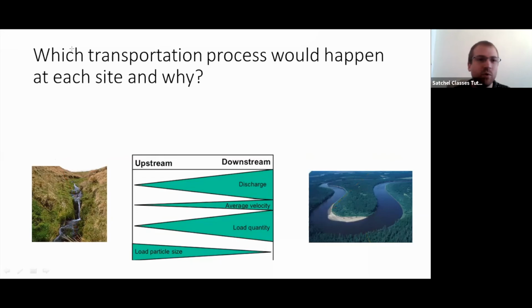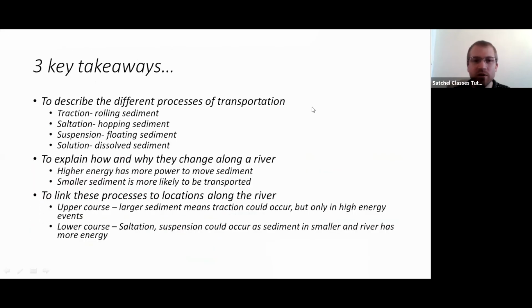So before we finish, just a quick summary of what we looked at. So for our 3 key takeaways, we're going to describe the different processes. So this is traction, which is the rolling of sediment, saltation, hopping of smaller sediment, suspension, floating of fine sediment, and solution, which is the invisible dissolved sediment.